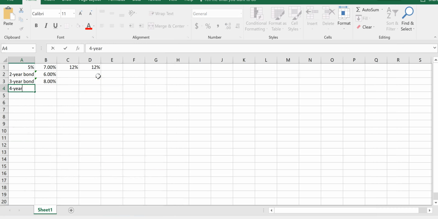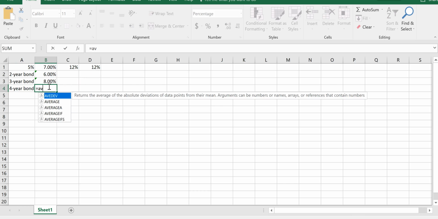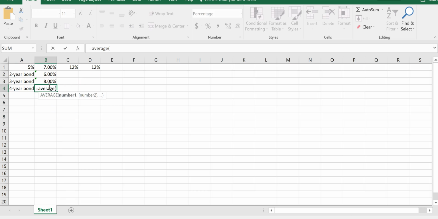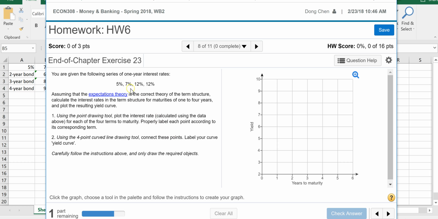And finally, the 4-year bond, as we said, is simply the average of the first 4 years' interest rates. So that's 9%. Okay, so now we have the interest rates for all the long-term bonds as well as the 1-year bond, which is 5%, right? That's the actual interest rate for the 1-year bond. So with that, we can draw this plot.